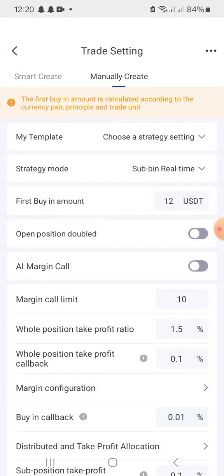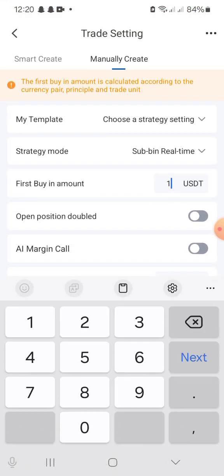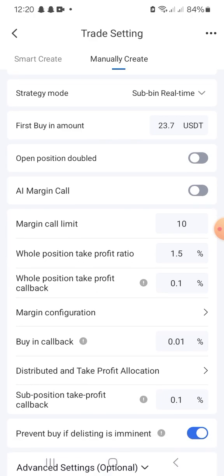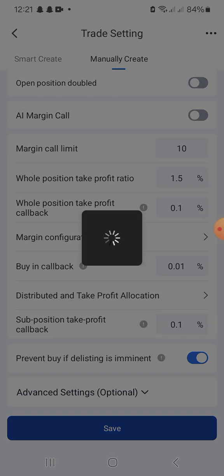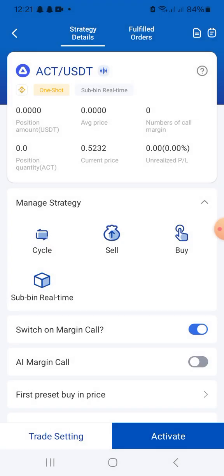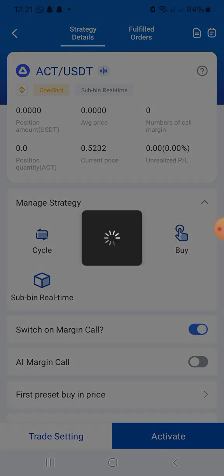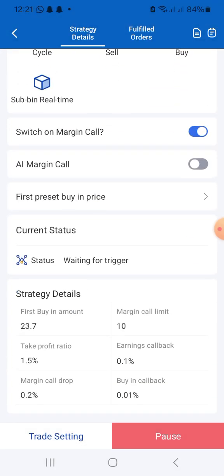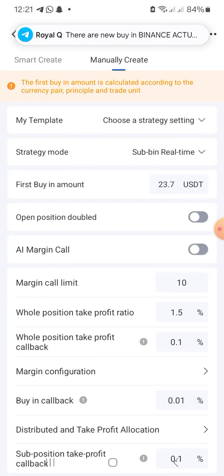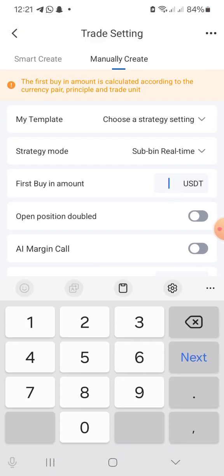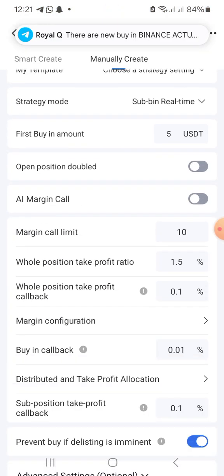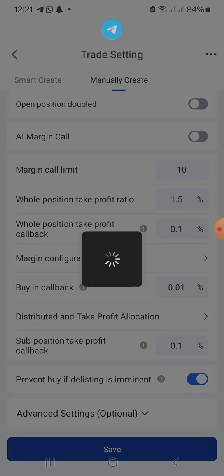Oh, sorry, I've not set my first buy-in amount. Since I'm compounding, it is now 23 point something. Let me say 23.7, because I've not checked. Right, I activate, create. Remember, I'm taking little profit. After starting the trade, it will light this button and say pause. So I go back and change to $5, because it's what we are using quickly.